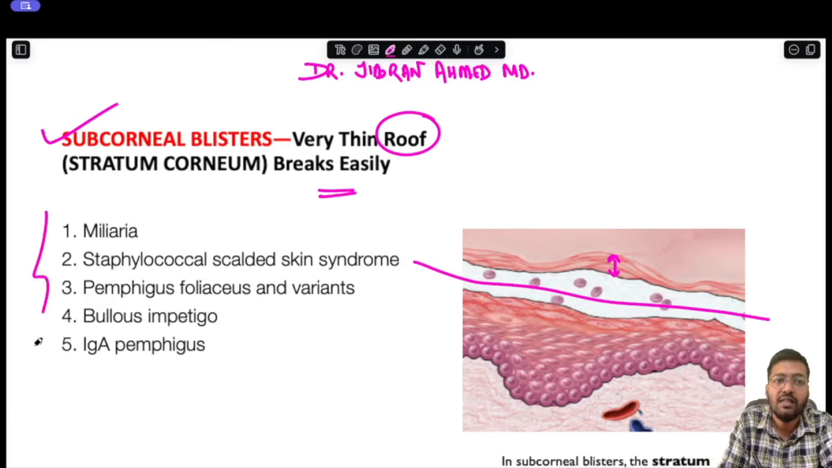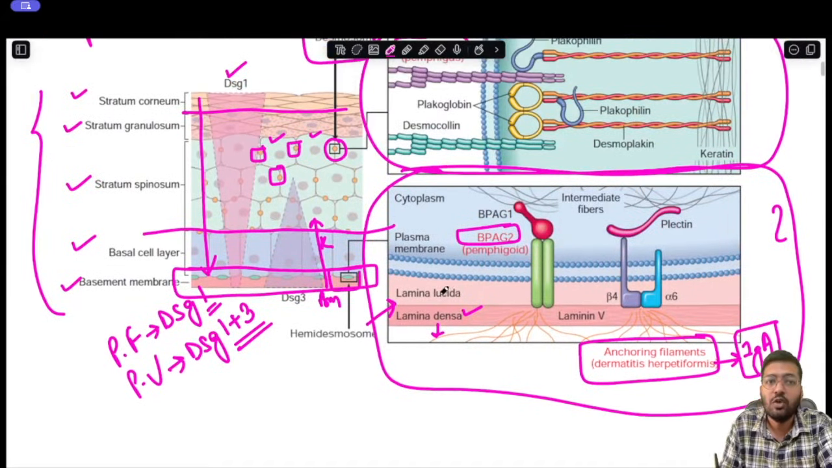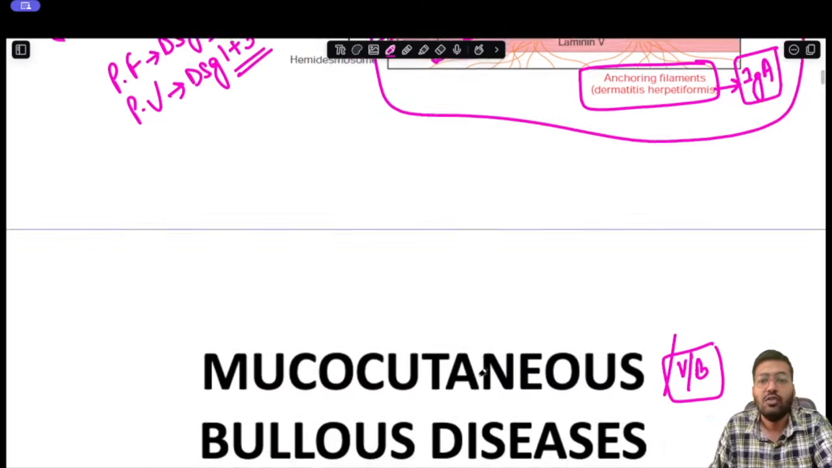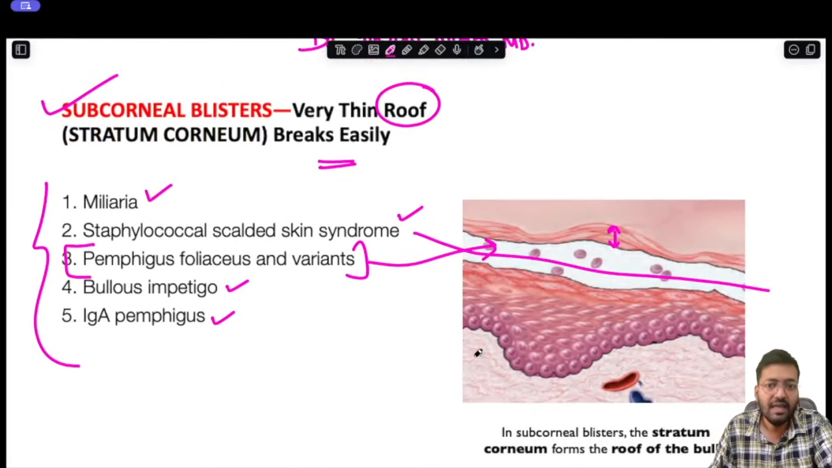So what are the conditions under the heading of subcorneal blister? We have miliaria, staphylococcal scalded skin syndrome, bullous impetigo, IgA pemphigus. Out of all of them, the most important one is pemphigus foliaceus and its variants. And you also know why pemphigus foliaceus forms at this level: the majority of the autoantibodies are formed against desmoglein 1 in pemphigus foliaceus, and they are highly concentrated at this layer. Therefore the blisters are also formed at this layer. Okay. So in subcorneal blisters, the stratum corneum forms the roof of the bulla, as we can appreciate over here.